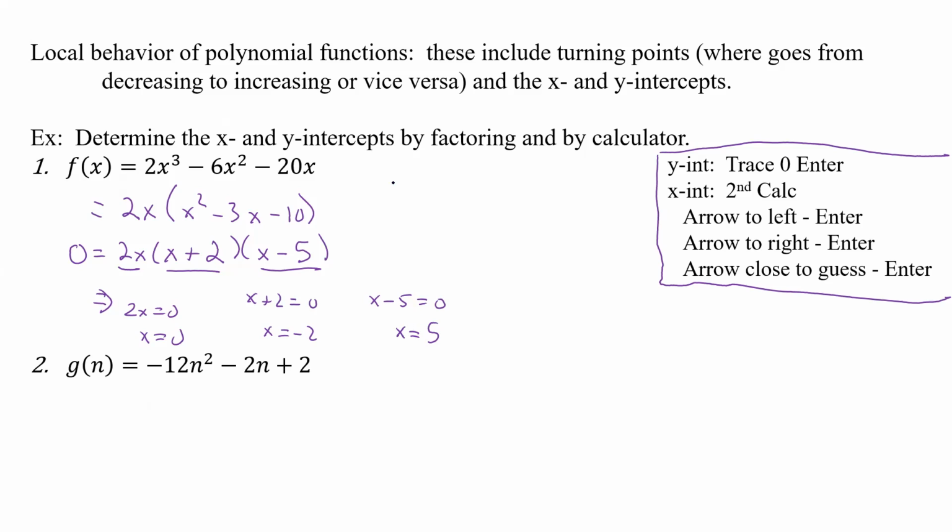Okay. So what does that give us for an intercept? Well, (0, 0). Then we have (-2, 0), and we have a positive (5, 0). So those are the intercepts.